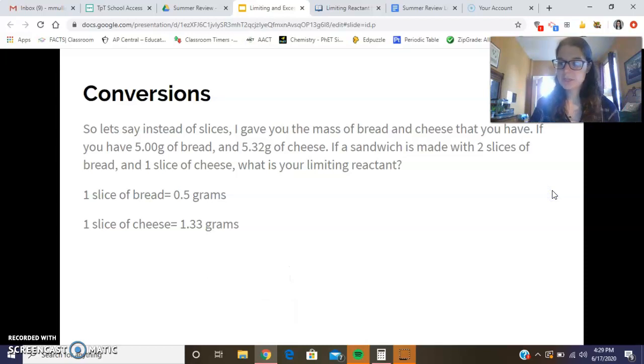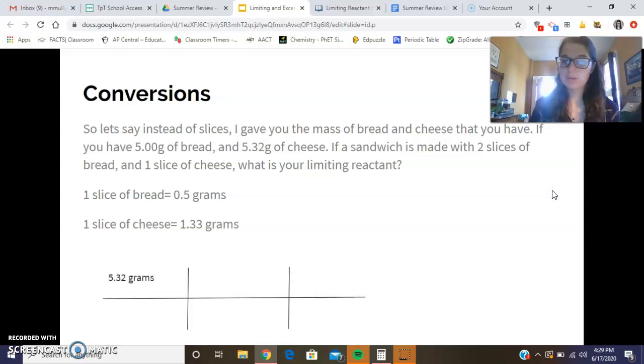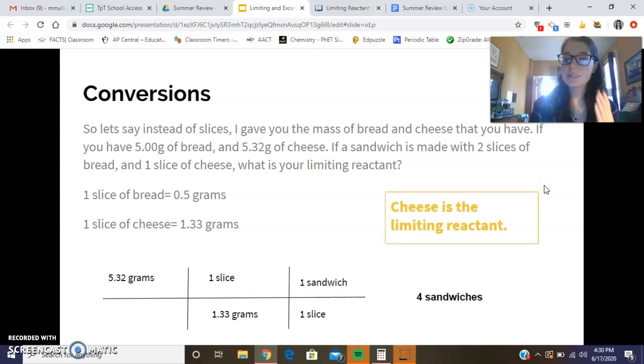I'm going to do the same thing with cheese. Here I have 5.32 grams of cheese. I'm going to divide by the molar mass of cheese, where 1 slice weighs 1.33 grams. And then again, I'm going to ask how many sandwiches I get per number of slices. Since this is a 1-to-1 ratio, we have 1 sandwich per 1 slice, and that determines that I have 4 sandwiches. So with the amount of bread I have, I can make 5 sandwiches. With the amount of cheese I have, I can make 4 sandwiches. So cheese is the limiting reactant, the lower number.